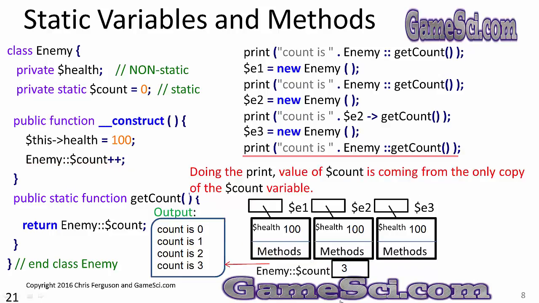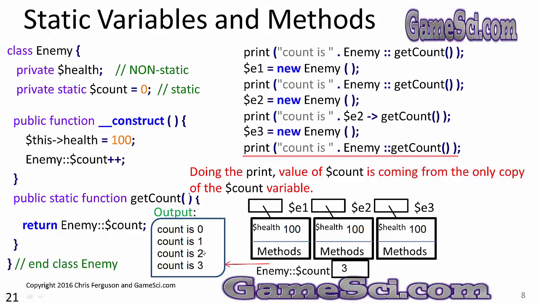When I come back and do the print statement, it'll say the count is, and it'll again use the class Enemy to run getCount. During the print, the value of $count is coming from the one and only copy of the count variable. It's a 3. Notice where I drew the line from. This 3 from the count variable gets sent by getCount and output to the screen, a 3.